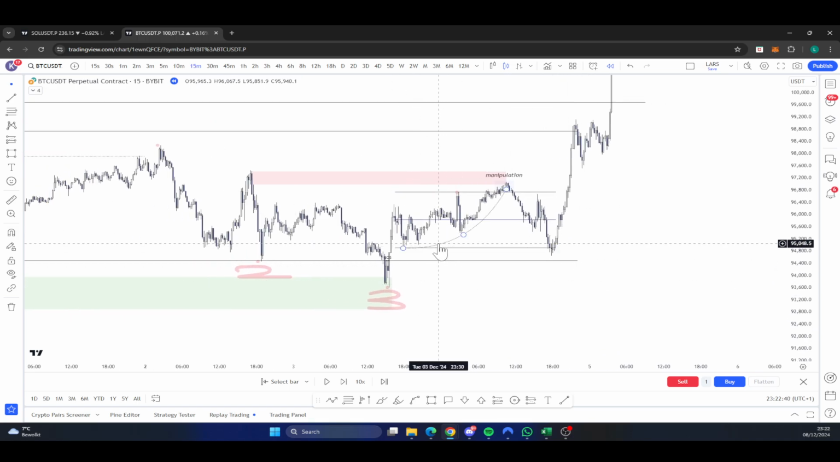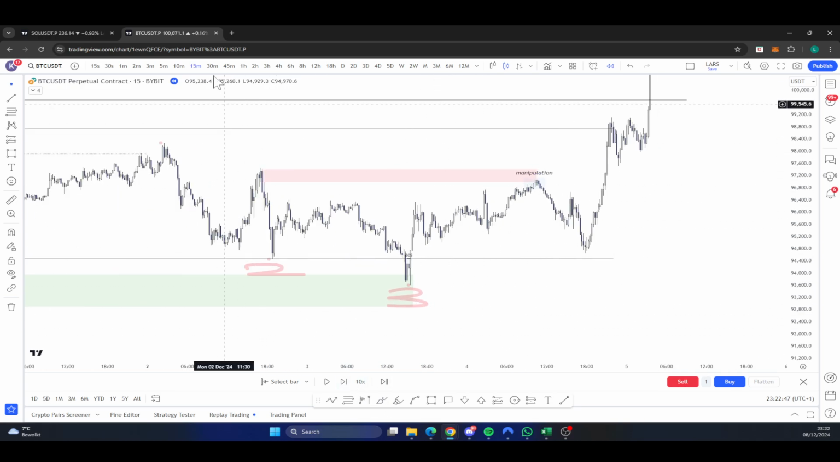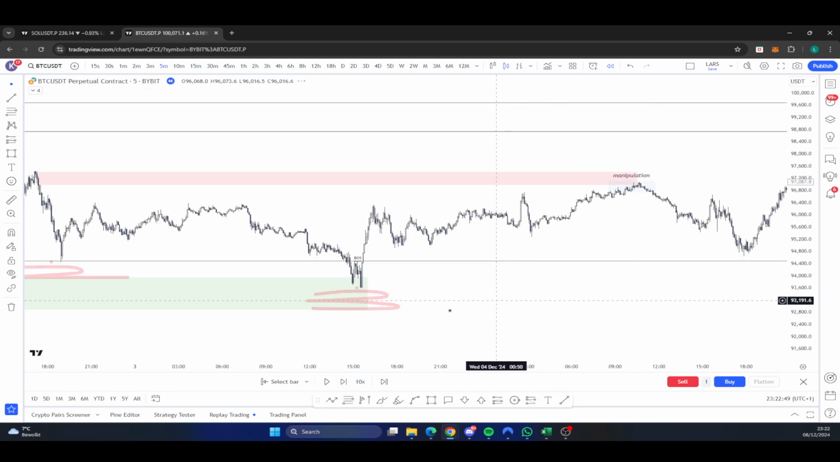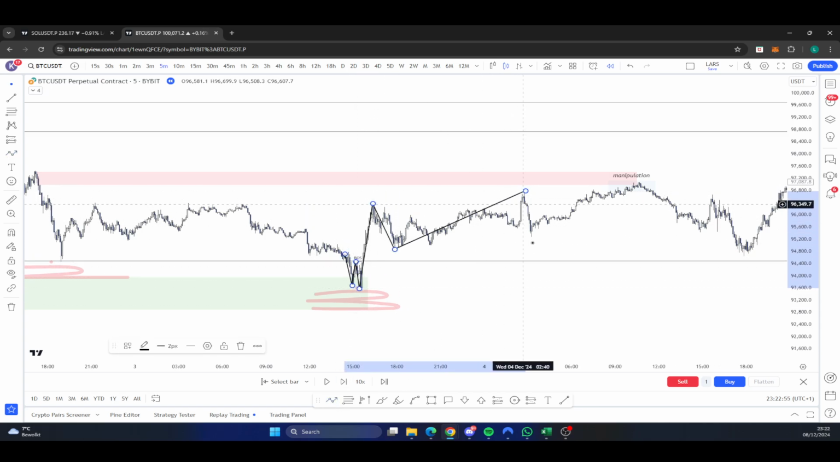Our extreme liquidity is always our first market structure pool from the low up. So right here, if I go on the 5-minute time frame, you can see right here the first higher low that's created. That is our extreme liquidity.